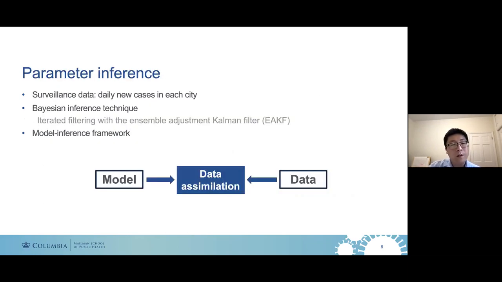We calibrate the model to surveillance data of daily new cases in each city, and we use Bayesian inference techniques, the iterative filtering with the ensemble adjustment Kalman filter. This method has been widely used in numerical weather prediction and is applicable to high-dimensional systems like the one we developed here. So in this model inference system, we use data assimilation to combine model and data together and to estimate model parameters.